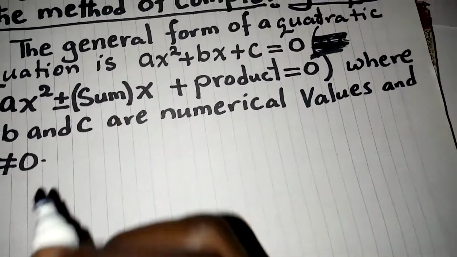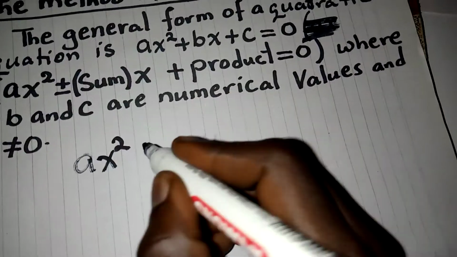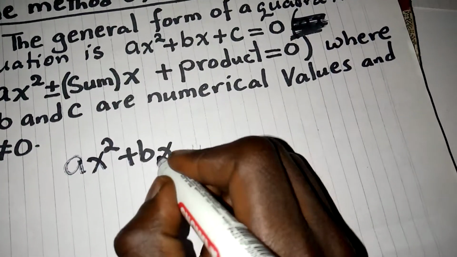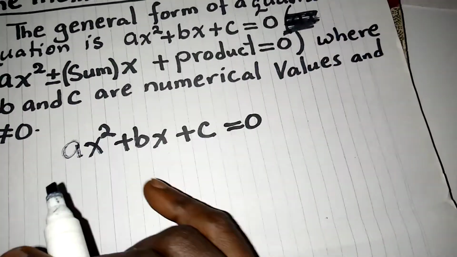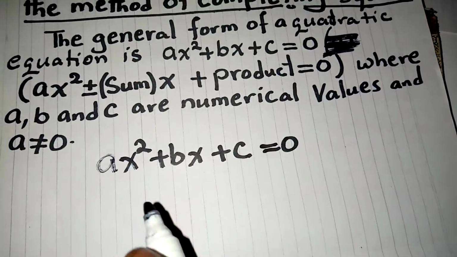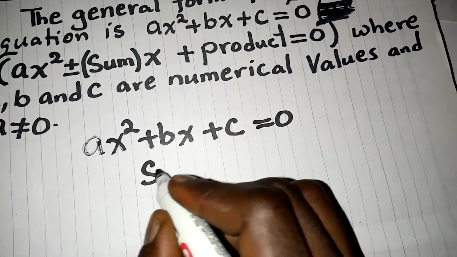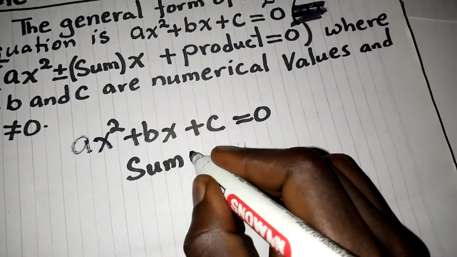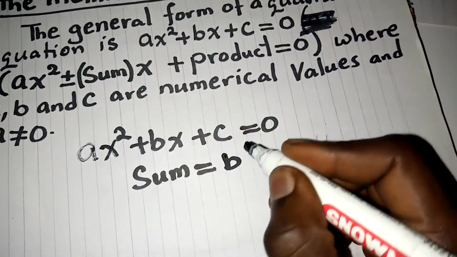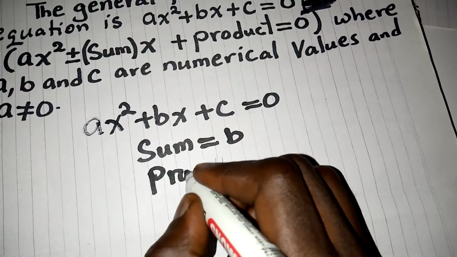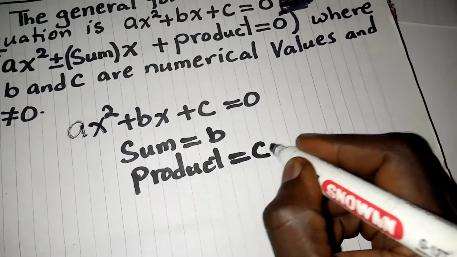And therefore, when you have your general formula as ax squared plus bx plus c is equal to 0, this is just from our general formula. So now, when we identify it very well, we shall find out that b is the sum. So from the quadratic equation, b is the sum, and then the product in our quadratic equation is equal to c.